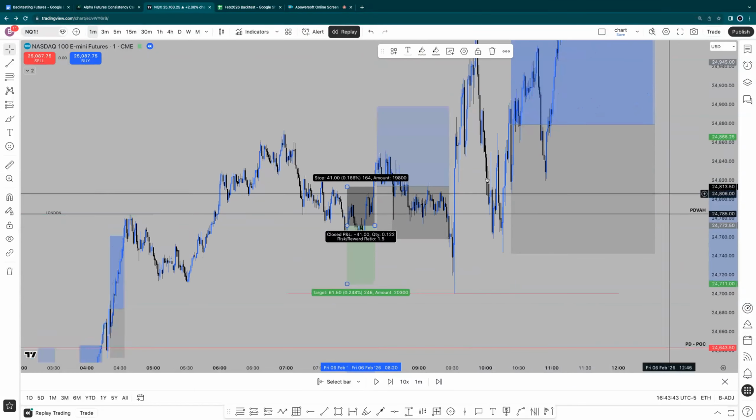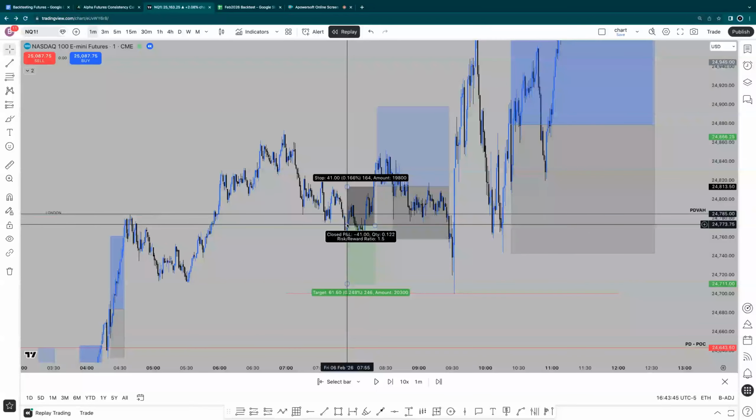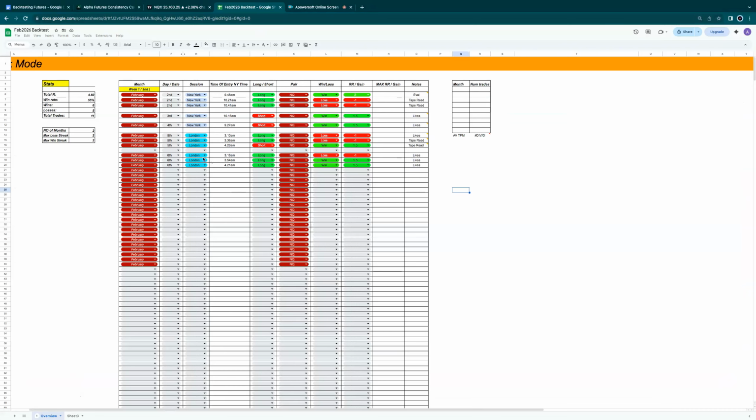Let's note the times down. 7:55, which is a New York session on the 6th. Again, lots of trades, but this is good because it's realistic. 7:50. Was it 7:55?